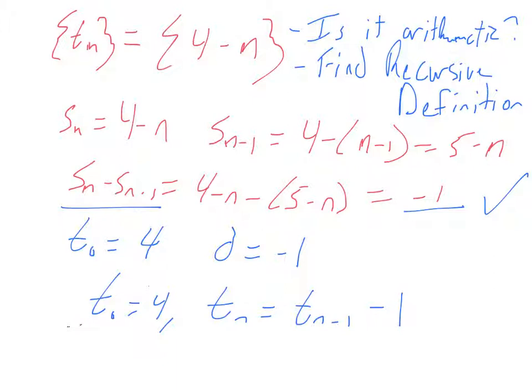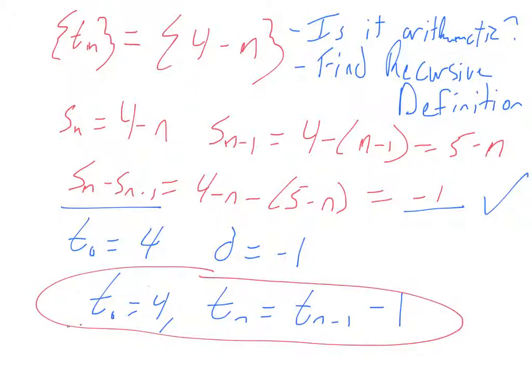Now we can find a recursive formula for the sequence if we have the explicit formula. But what if we want to go in reverse? What if we have certain information about the sequence, and instead of the recursive formula, we want to find the explicit formula?